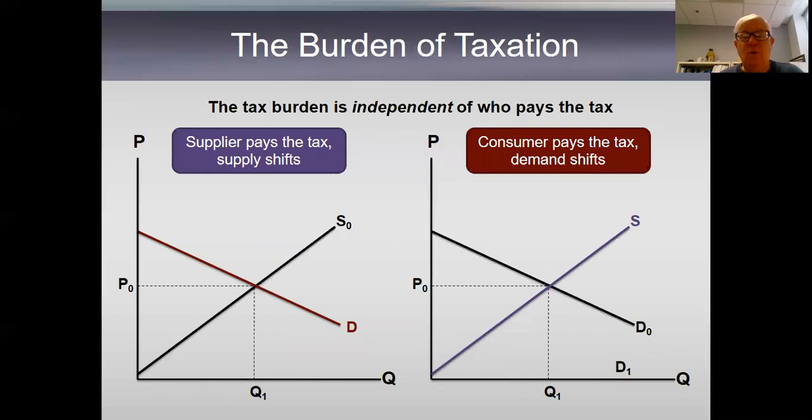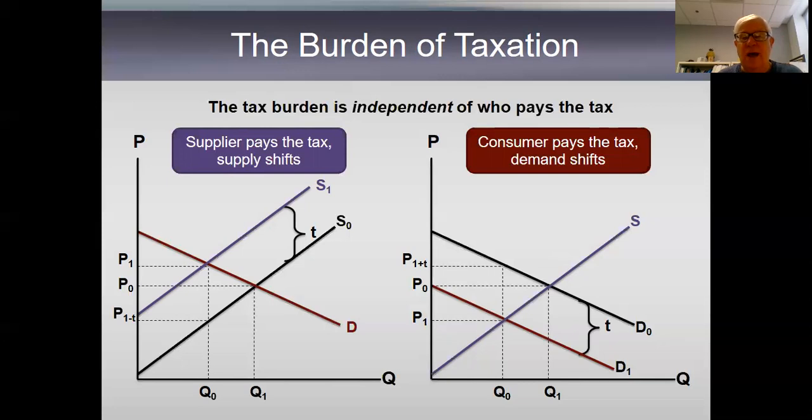Now, one other thing to point out, the tax burden is independent of who pays the tax. In our last example, we had the tax put on the producer. Now let's look at the same thing, but first put it on the producers, then on the consumer. So look on the graph that's on the left. We're going to have the tax paid by the producers. So again, we see the supply curve shift from S0 to S1.